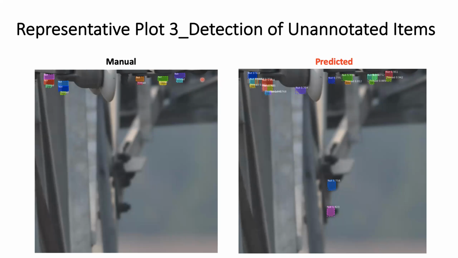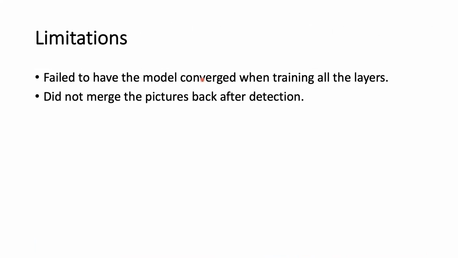The limitation here is that we still cannot get the model to converge when training all the layers, and we are still not sure what the reason is. And also we did not merge the pictures back. One of the issues that we ran into is that when we add a mask on top of the plot, it's very hard for us to merge that plot with the other plots. And we still cannot figure out a way to do that.